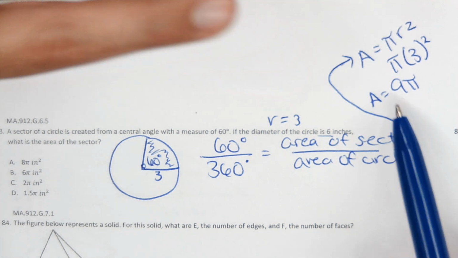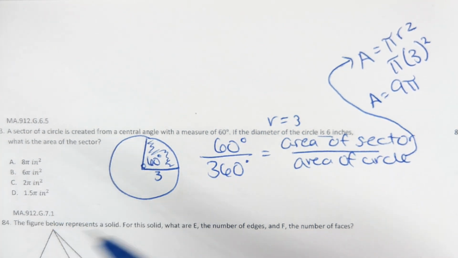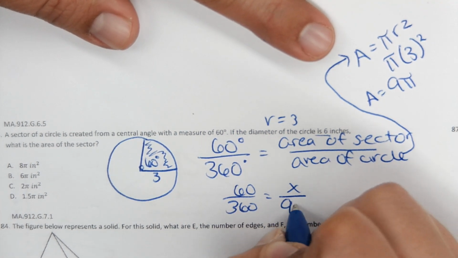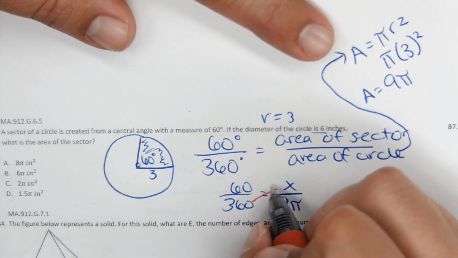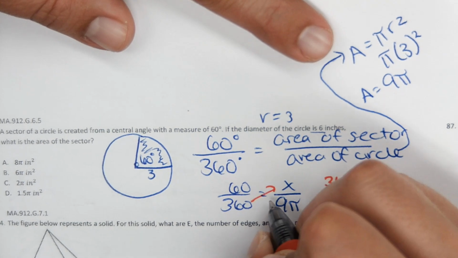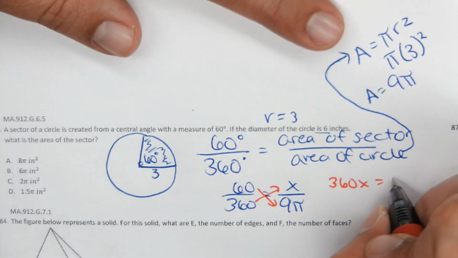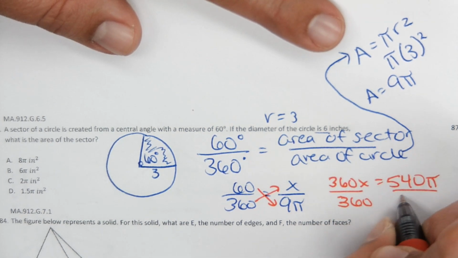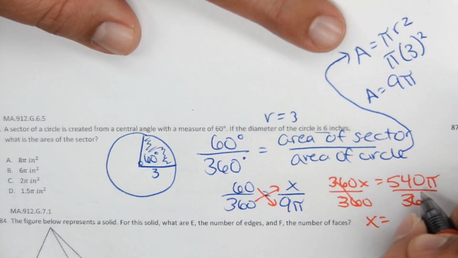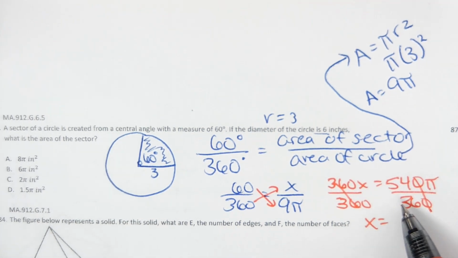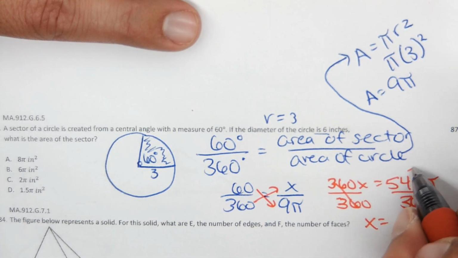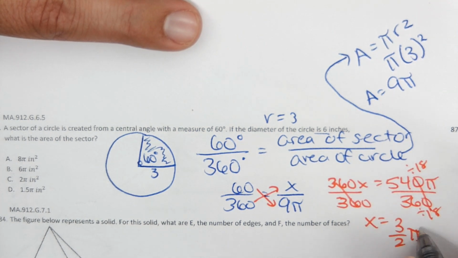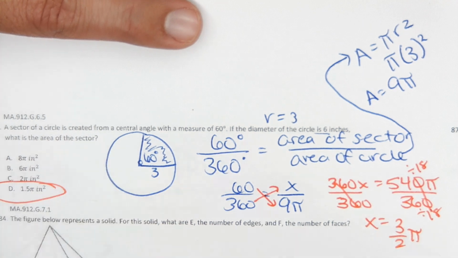I'm going to leave this in terms of pi because the answer choices are in terms of pi. So now I have 60 over 360 equals area of the sector over 9 pi. And I'll cross multiply. 360x equals 60 times 9, 540 pi. Divided by 360, x equals 54 over 36, which can both be divided by 18. And I get 3 over 2 pi. So that would be D.